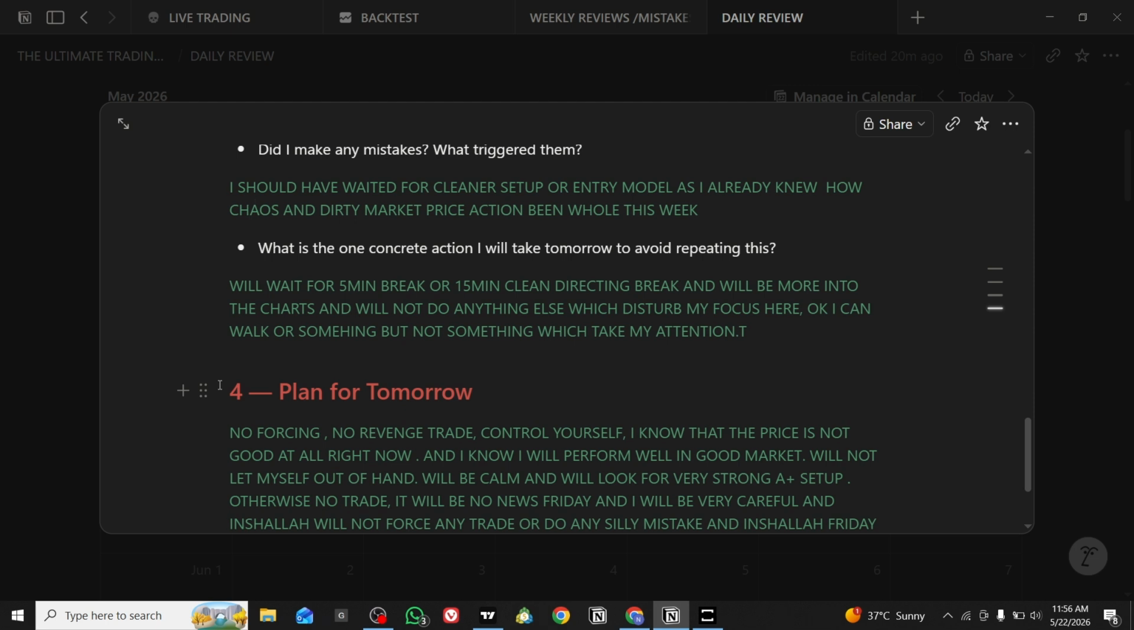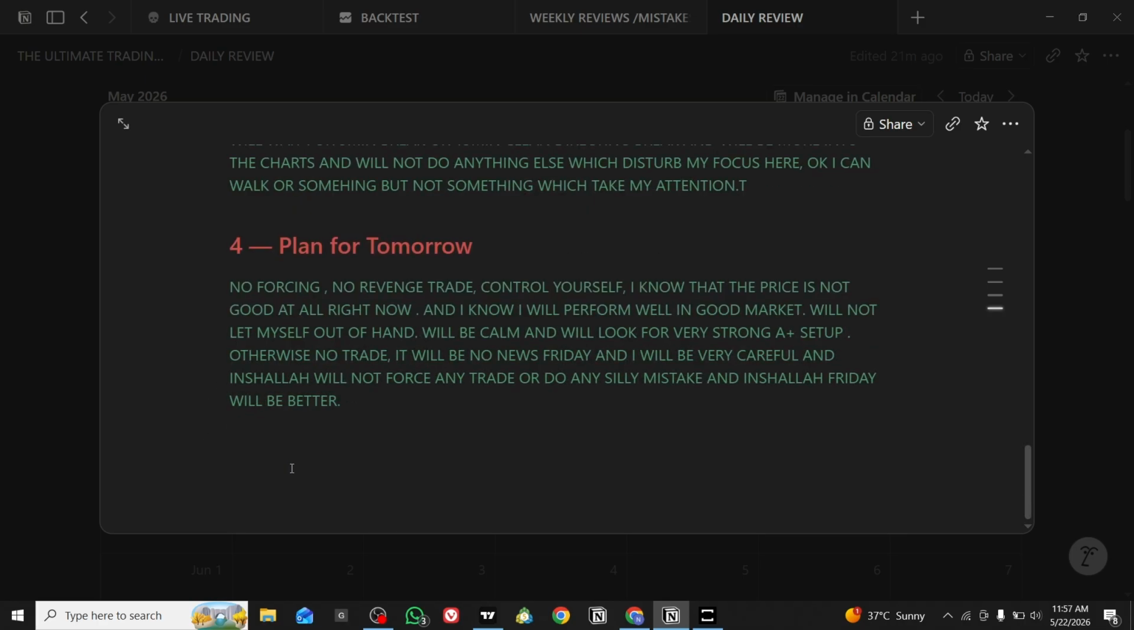Wait for more in the chart. I will not do anything. I will just keep my focus. Like, okay, I can walk or something, but not something which takes my attention. Yeah. No forcing, no revenge trade. Plan for tomorrow, which means today. No forcing, no revenge trade.